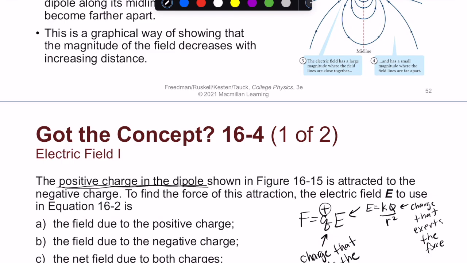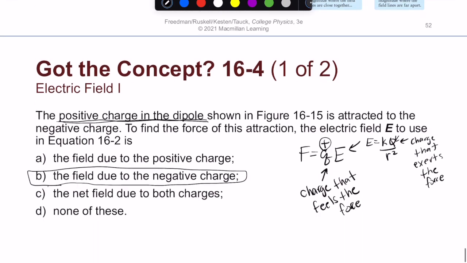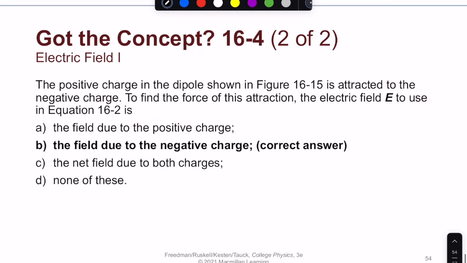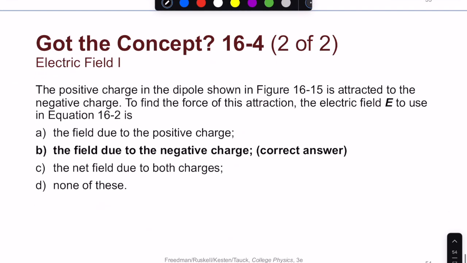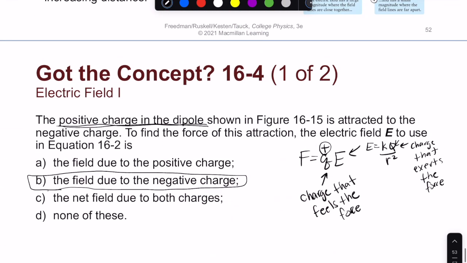So then, to find the force of attraction, we need the electric field to talk about the negative charge, right? So the field due to the negative charge. That's what electric field we would use. Make sense? The field due to the negative charge, because of these definitions right here. If you get this concept, you are good to go. You understand electric fields.